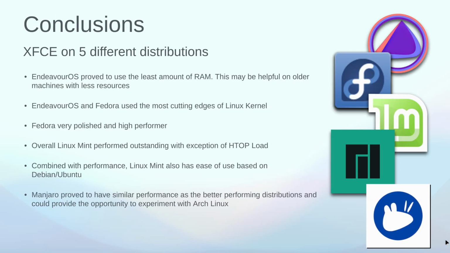My conclusions after all this were, I was really surprised that Endeavor, which I wanted to perform really well, and wanted as a hope for using on older machines since it was a very lightweight install. It did use the least amount of RAM, and this may be helpful on older machines. Endeavor and Fedora also used the cutting edges of Linux kernel. Fedora was very polished and a high performer, but overall I felt that Linux Mint outperformed everybody with the exception of the HTOP load.